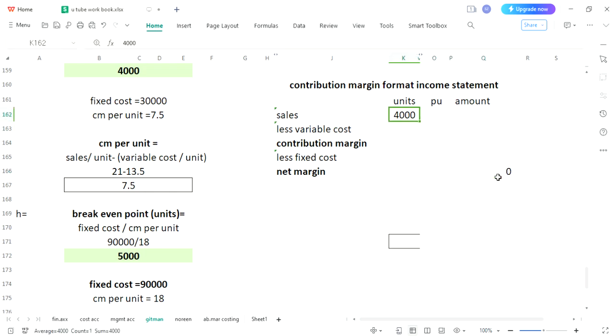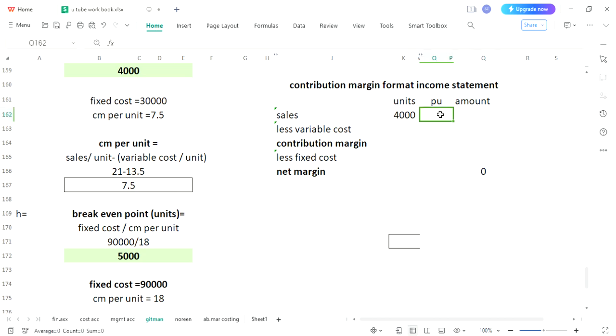Even I haven't put any amount, but according to your concept, break-even point is a point where you are not earning anything, where you are not facing any loss, and where you are not getting any profit. It means you are earning 0. Your earning is 0. 4,000 were the units in firm F, which is a conclusion that if firm F is manufacturing 4,000 units, this firm would be at a stage where there will be no profit, no loss.